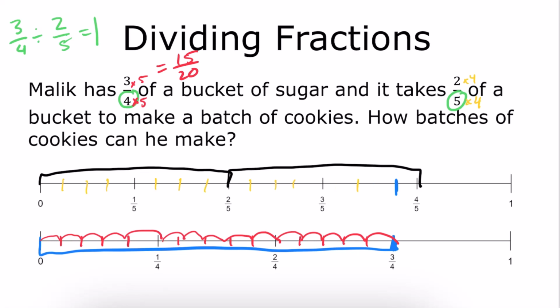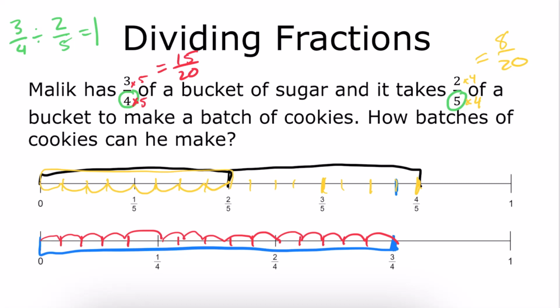Whoops, actually, I just realized this is the fifth. So I'm going to split that in half and then split each of those in half. And that tells me that 2/5 is equal to 8/20. And that makes sense because if I look at this 2/5 that represents one batch of cookies, I have 1, 2, 3, 4, 5, 6, 7, 8/20 in that batch of cookies.